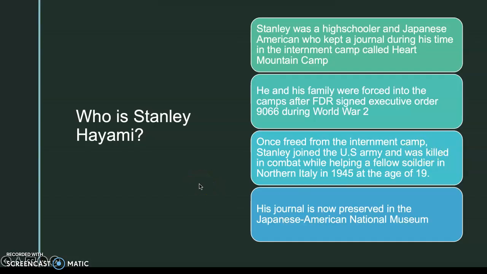So now we're going to switch gears. Stanley Hayami was a high schooler and a Japanese American who kept a journal during his time at the internment camp called Heart Mountain Camp. He and his family were forced into camps after FDR signed Executive Order 9066 during World War II. Once he was freed from the internment camp, Stanley joined the U.S. Army and was unfortunately killed in combat while helping a fellow soldier in 1945. He was only 19. His journal is now preserved in the Japanese American National Museum, which is where I've gotten these screenshots coming up.